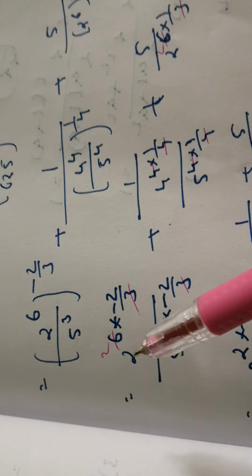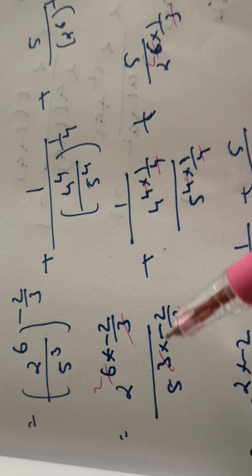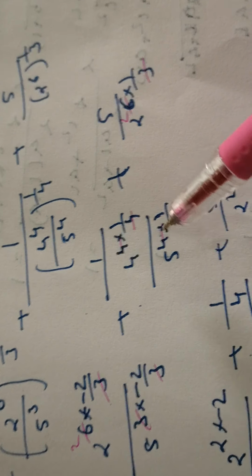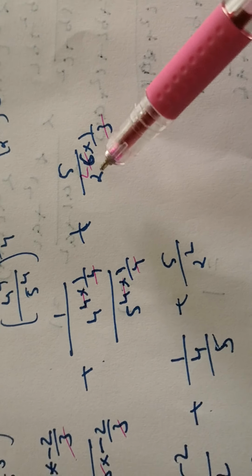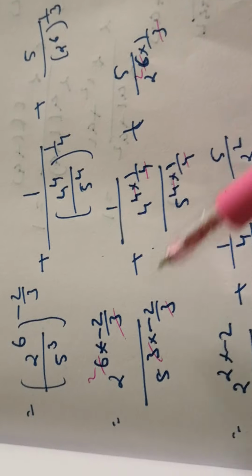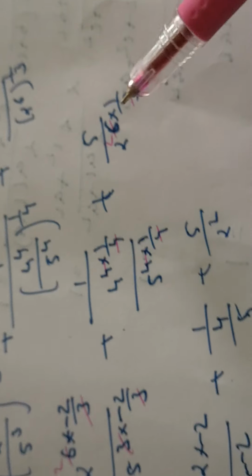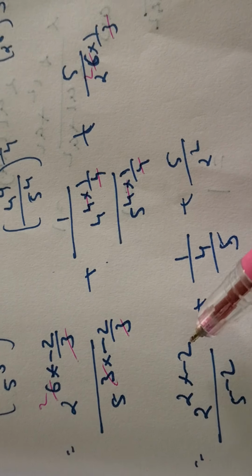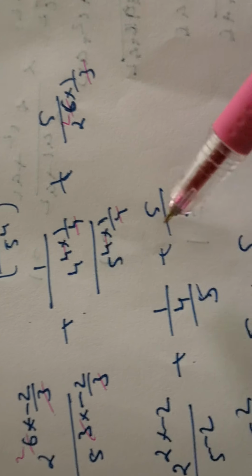Powers get multiplied. So 2 raised to 6 multiplied by minus 2/3, upon 5 cube into minus 2/3, then 1 upon 4 raised to 4 into 1/4, 5 raised to 4 into 1/4, plus 5, plus 2 raised to 6 into 1/3. 3 2s are 6, 3 cancelled. 4 cancelled, 4 cancelled, 3 2s are 6. So the answer left is 2 raised to 2 multiplied by minus 2, upon 5 raised to minus 2, plus 1 upon 4 upon 5 plus 5 upon 2 square.